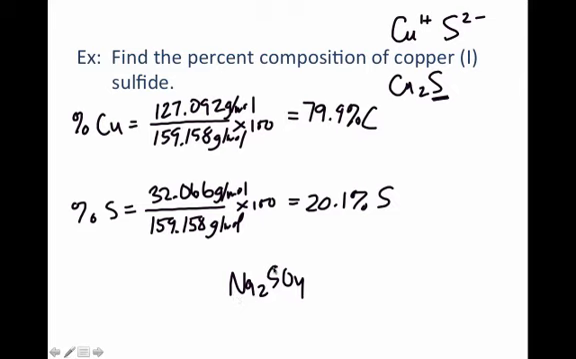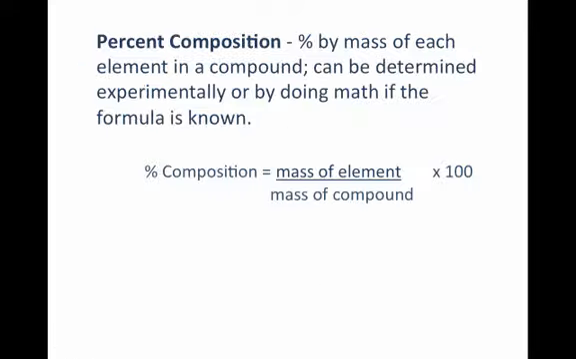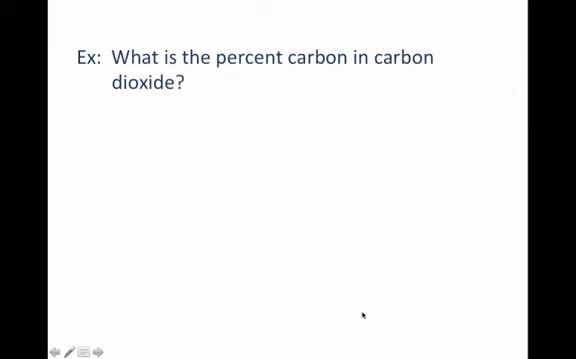Let's move on to another practice problem. So the second question says, what is the percent carbon in carbon dioxide? This question's a little bit different because it doesn't say percent composition. This time it just asks you for the percent carbon. And we know the formula for carbon dioxide is CO2. Since it asks for just the percent carbon, I only have to do one calculation this time. Normally, if it said percent composition, I would also find the oxygen too, but in this case, that's not necessary.